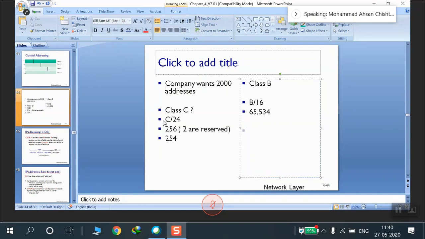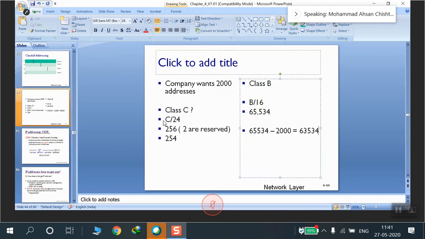Now, how many does the company want? The company wants 2,000 addresses. You are giving it a class B address. You are wasting quite a lot of addresses here. 63,534 addresses are getting wasted.